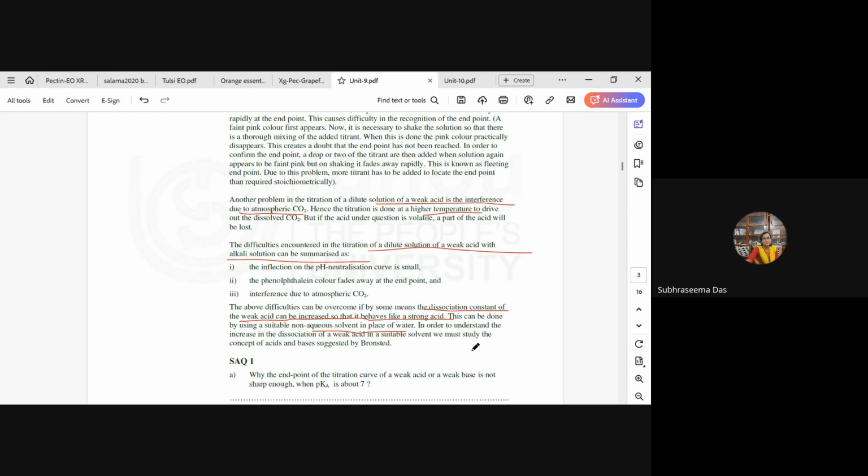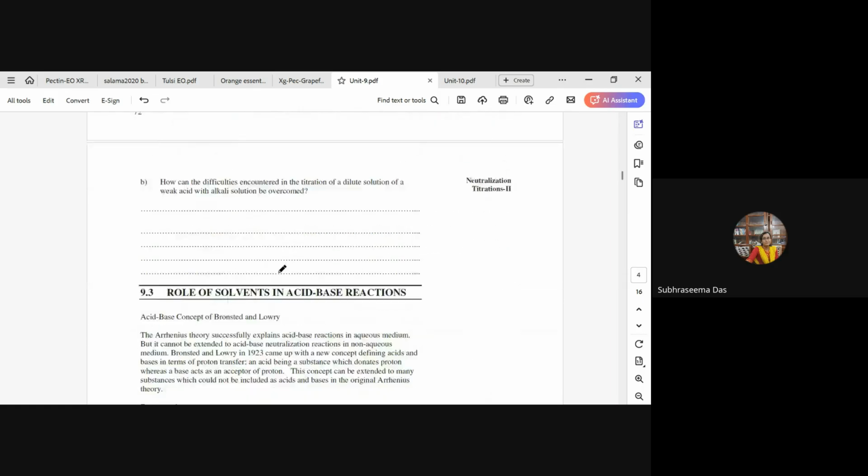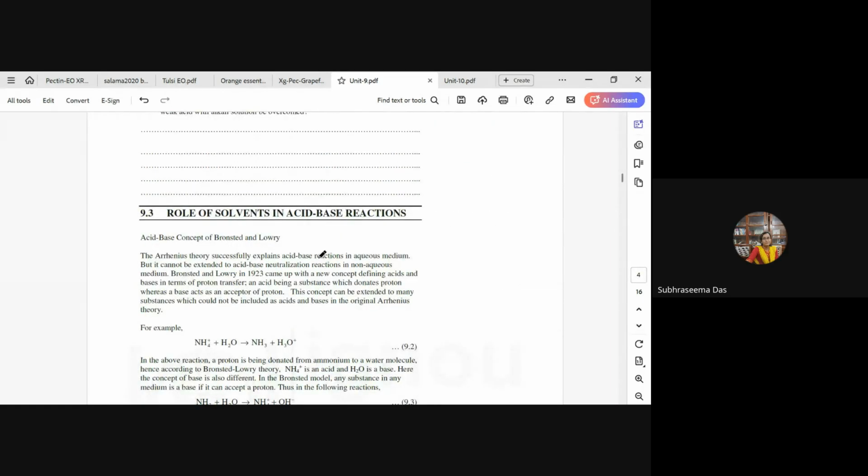To understand this, we must first study the concept of acids and bases that we studied last time, that is the Bronsted concept of acids and bases. We will first understand what the Bronsted concept says, and then apply it to the titration of a weak acid or weak base in non-aqueous medium. So first we'll understand the acid-base concept of Bronsted and Lowry.